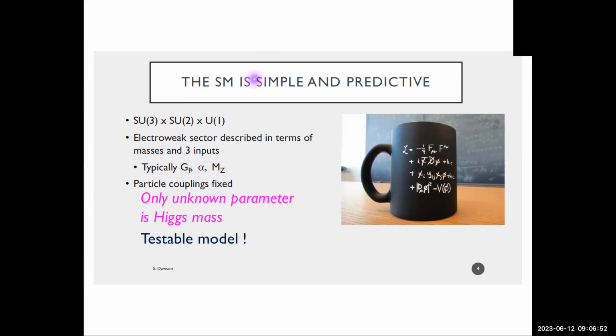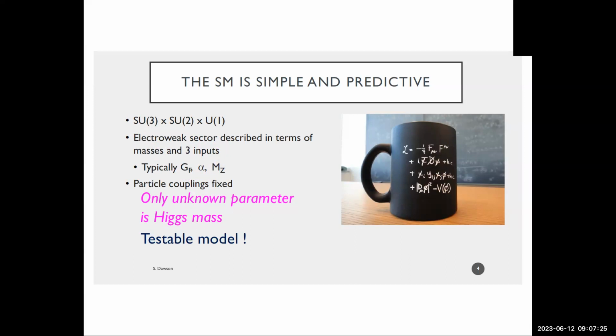But typically, we describe this theory in terms of G Fermi, which is the muon decay constant, alpha electromagnetic, and the measured value of the Z boson mass. So the electroweak sector has the masses and 3 parameters, and all of the particle couplings are fixed in terms of these 3 parameters. This is actually a very deep statement, because it says that every interaction is fixed. There are no fudge parameters other than the Higgs mass in this theory. I can predict absolutely everything.